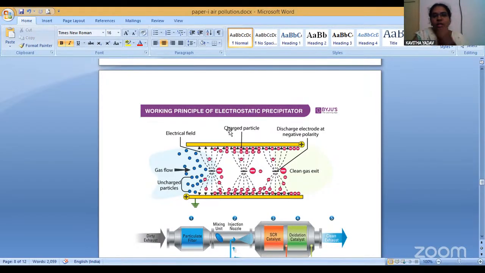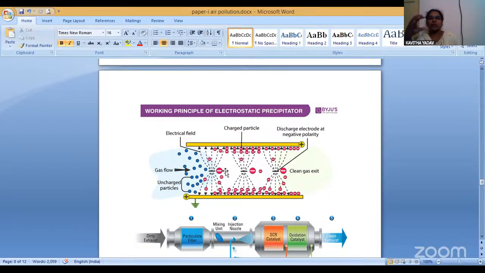Here three colors will be there. The first one is yellow, the second one is blue, and the third one is pink. Here we can observe very clearly. The first one is the electric field which is mentioned here. Next one is a charged particle, and next one is a discharge electrode at a negative polarity. When we look at the arrows, they are nothing but the gas flow. The uncharged particles come from this side, then clean gas will exit.